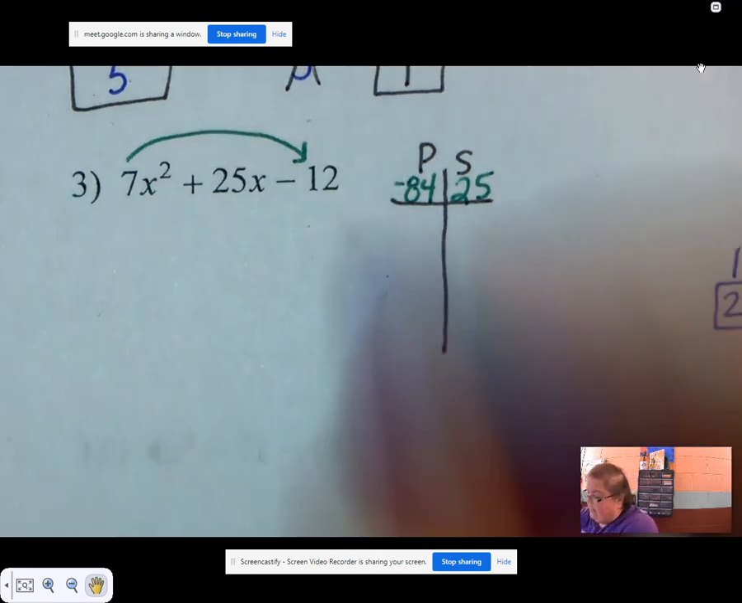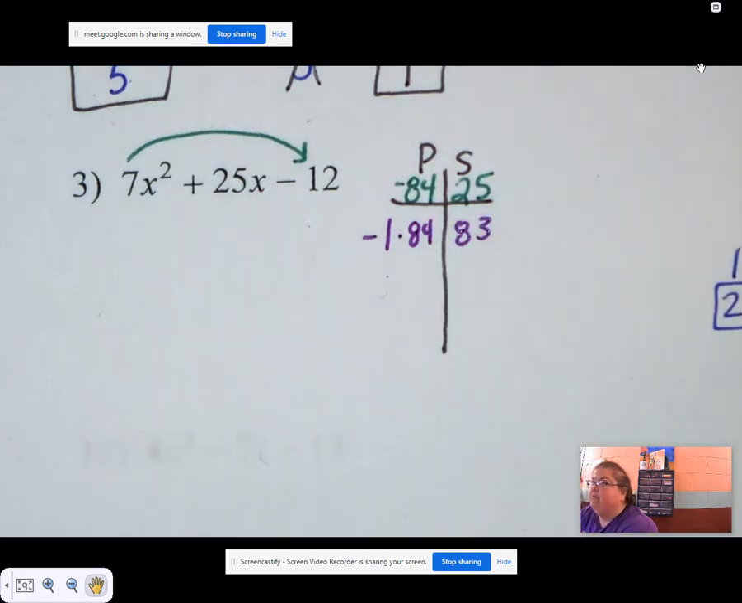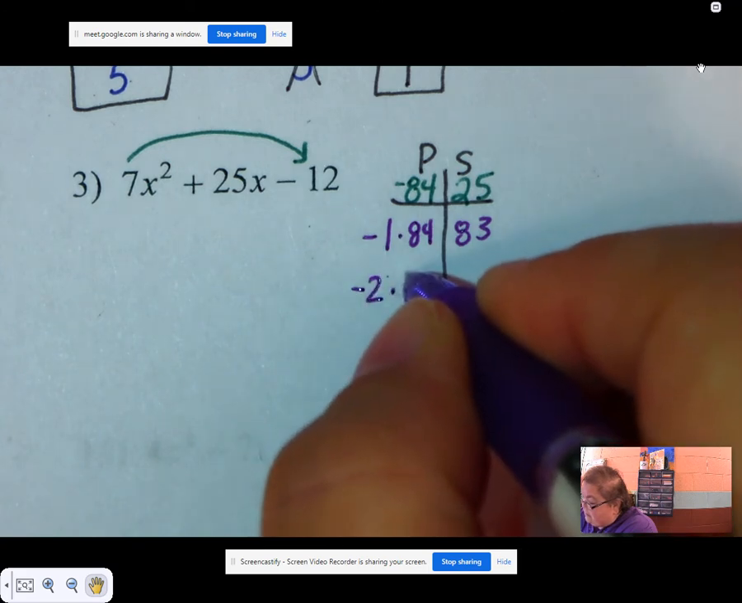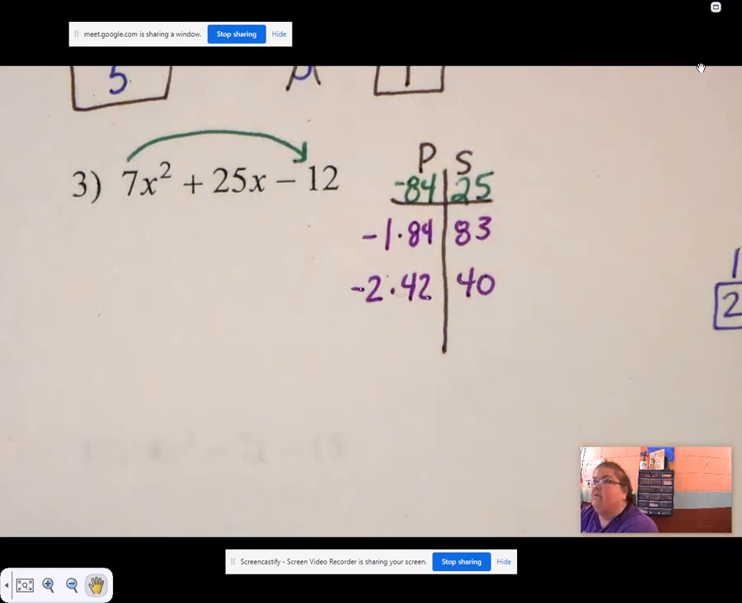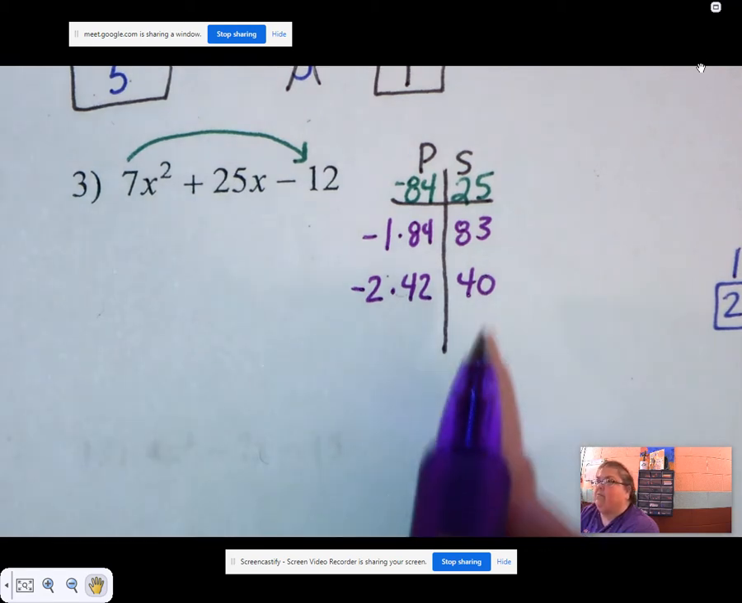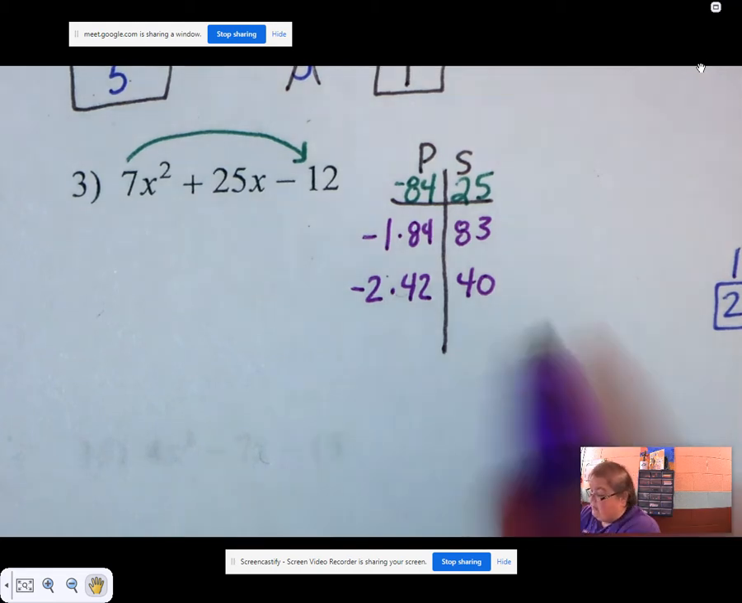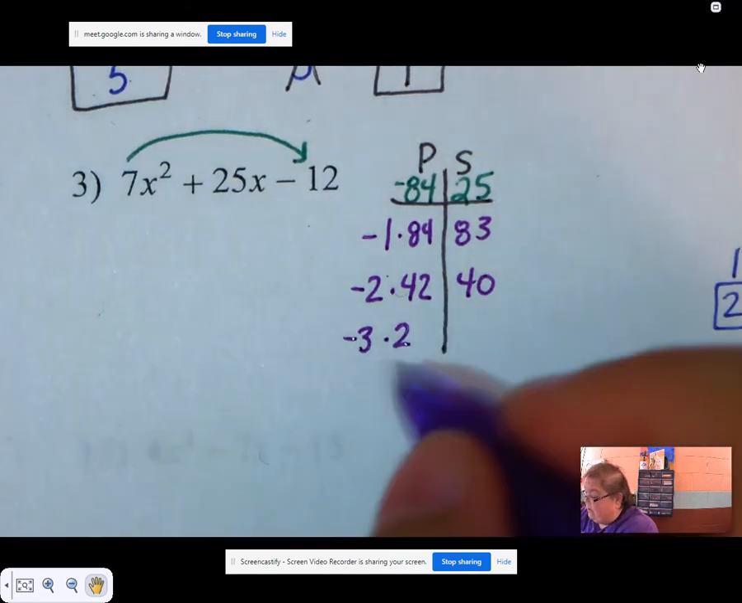Here we go. Negative 1 times 84 is 83. Truly not helpful. Negative 2 times 42 is, yeah, negative 2 plus 42 is 40. I said that wrong. Will 3 work? It does? It does too. Negative 3 times what? Thank you.